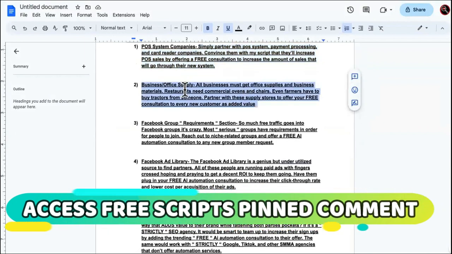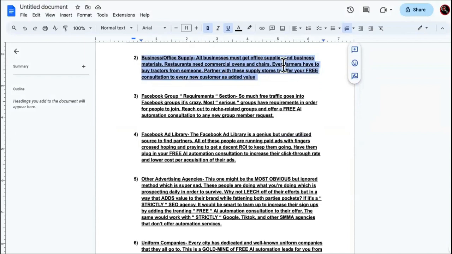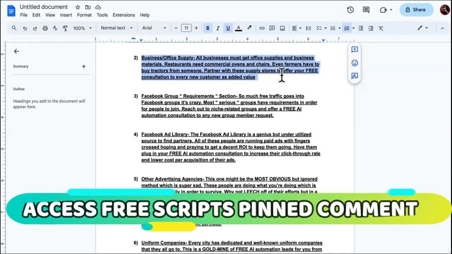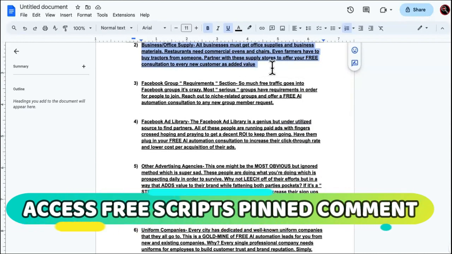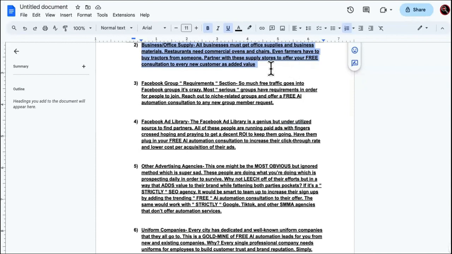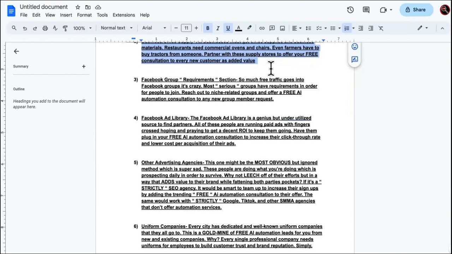So number two is business office supply. All businesses must get office supplies and business materials. Restaurants need commercial ovens and chairs, and even farmers have to buy tractors from someone. Partner with these supply stores to offer your free consultation to every single customer, and you add value.